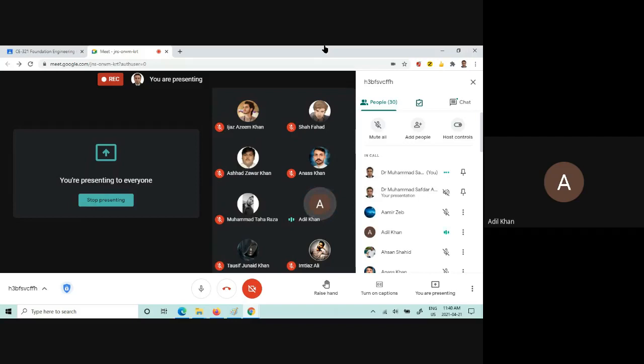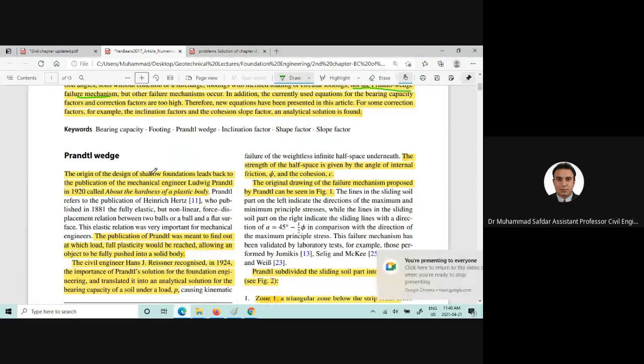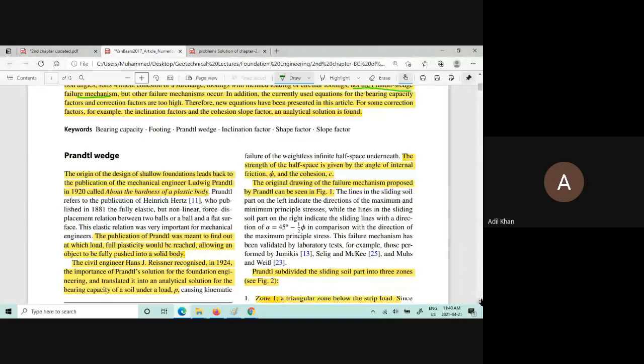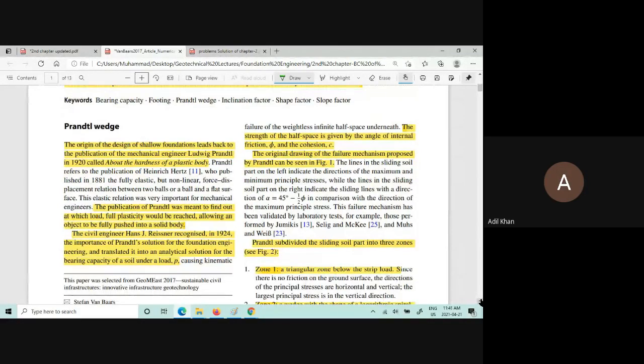Yes, sir. Okay, Adil, please read out the highlighted text which is given here beneath the Prandtl wedge. The Prandtl wedge, the origin of design of shallow foundations. Mechanical engineer Ludwig Prandtl in 1920 worked on the hardness of a plastic body.